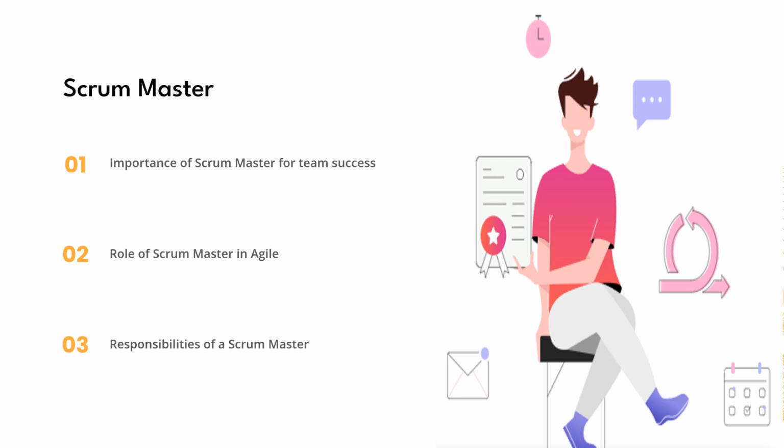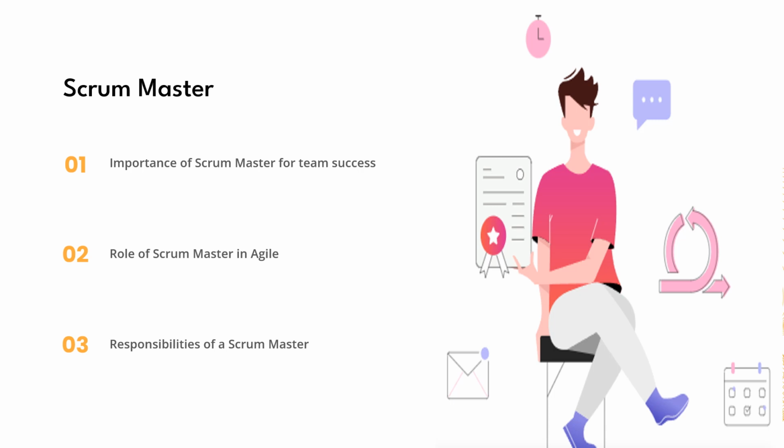3. Obstacle removal. The Scrum Master identifies and removes obstacles that hinder the team's progress. This could involve resolving conflicts, addressing issues, and ensuring the team has the necessary resources. 4. Process guardian. The Scrum Master ensures the team follows the Scrum framework, adheres to Agile values, and maintains consistent practices.